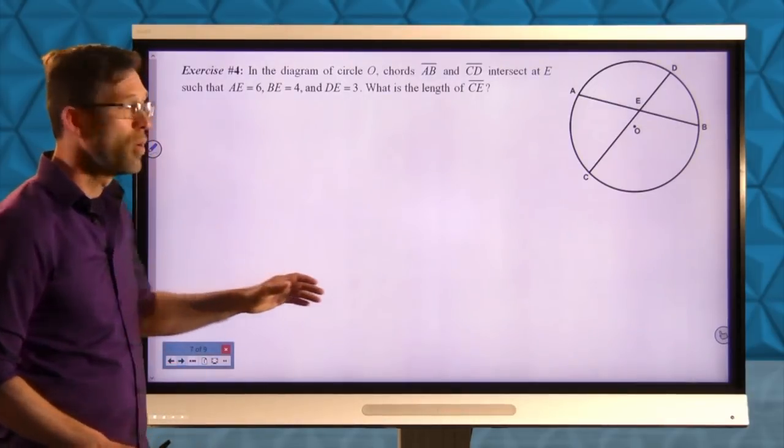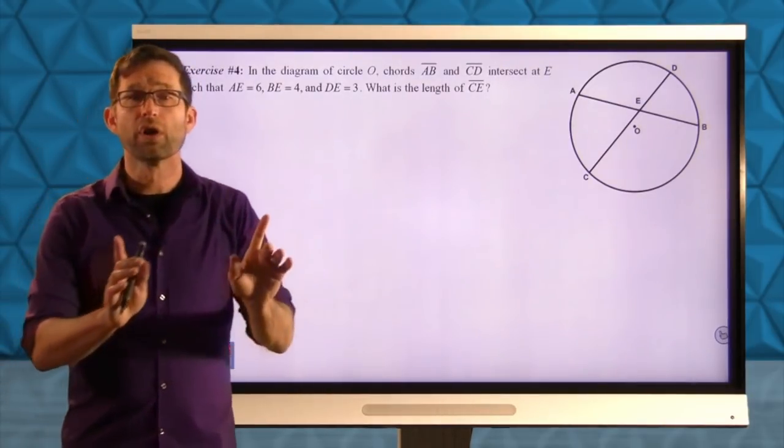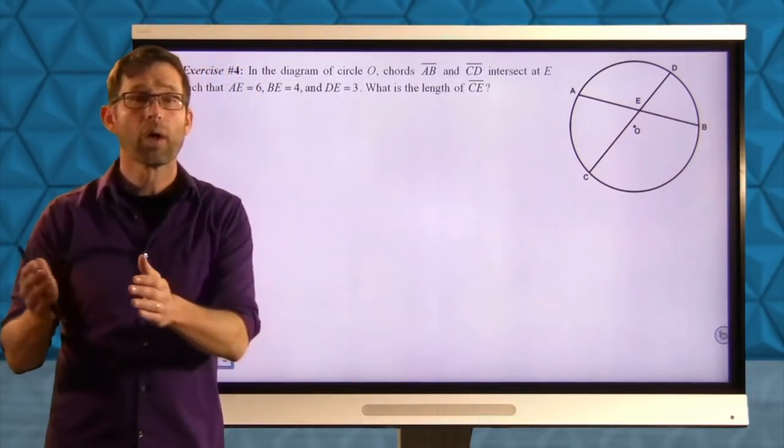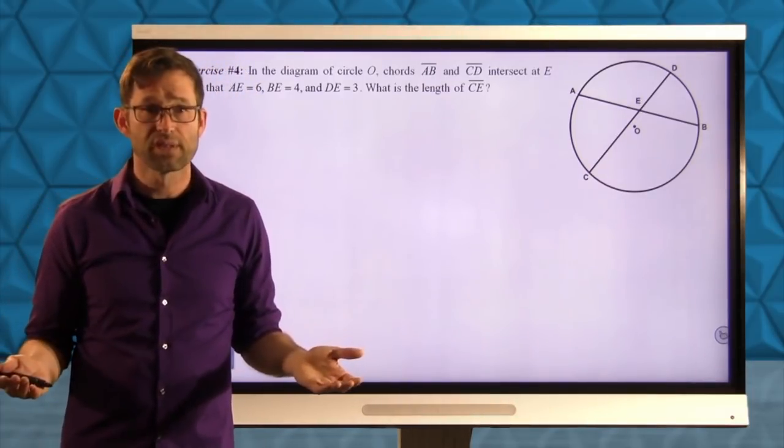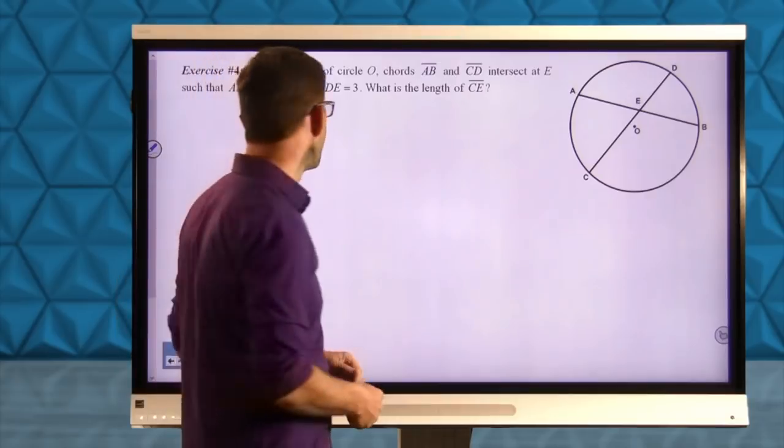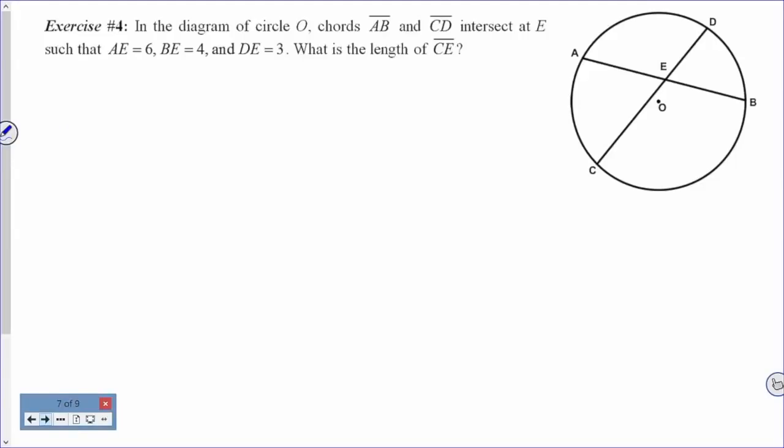Okay, here we go. Again, what we're going to do is use the theorem, and then we'll come back and prove it. Using it is exceptionally easy, as we'll see in this problem. Exercise number 4. In the diagram of circle O, chords AB and CD intersect at E. AE is 6, BE is 4, DE is 3, and we want the length of CE. I'll call it X.